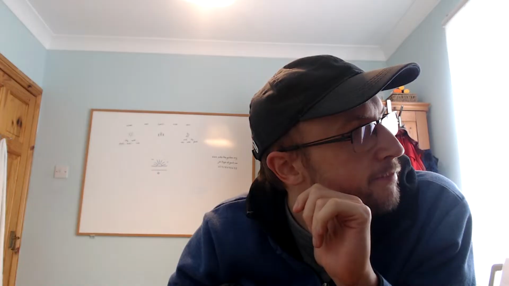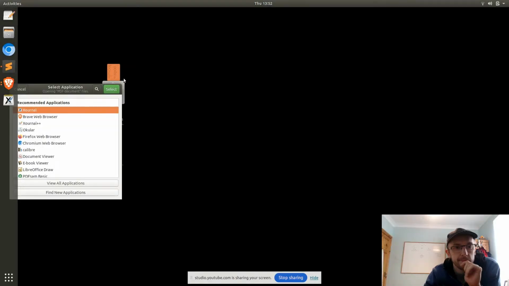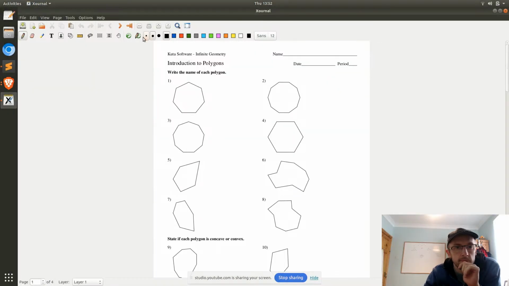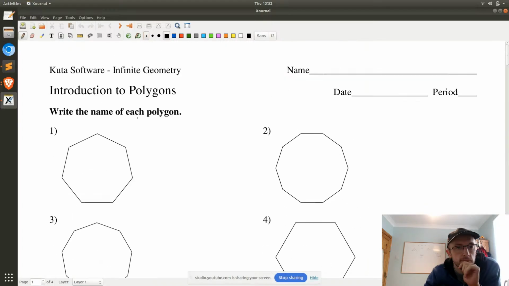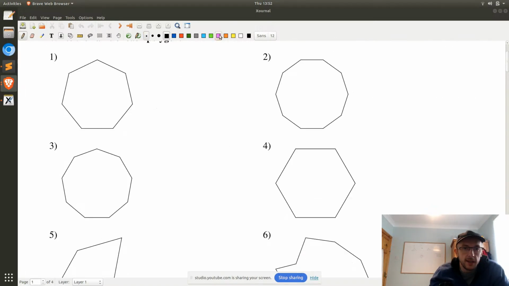Polygons, polygon angles, and the area of regular polygons. Okay, just 22 questions to open. Writing the name of each polygon.